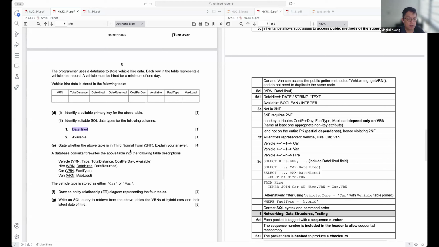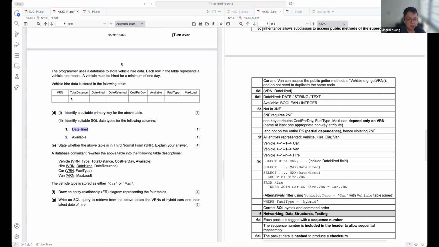Okay, then if you want to check 3NF, 3NF is about transitive dependency, right? So which one is transitive? Is there any transitive dependency here? Anyone can spot? Is there anything that's transitive? That one is not so easy to see, right? Actually, I don't see any that's clear cut.